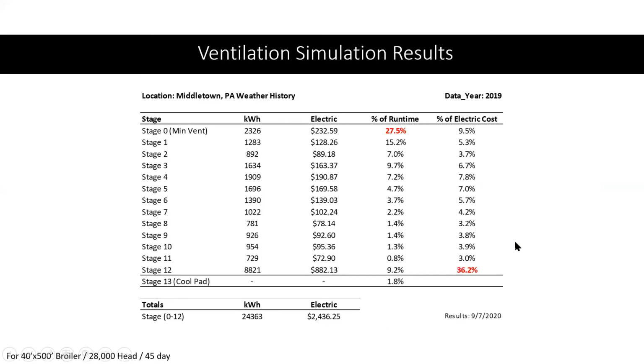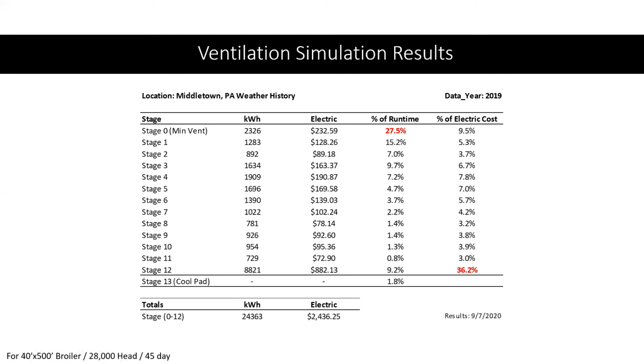So what comes out of this? Well, the simulation results here again for Middletown, we have 0 stage, which is our min vent stage. The whole way down then, stages 1 through 12 are cooling stages. So what's notable here, if you look at the red, is the percent runtime. In min vent for Middletown, we ran about 28% of the time. So if we skim down that column, down to stage 12, we were at 9.2% runtime in the highest stage of cooling.